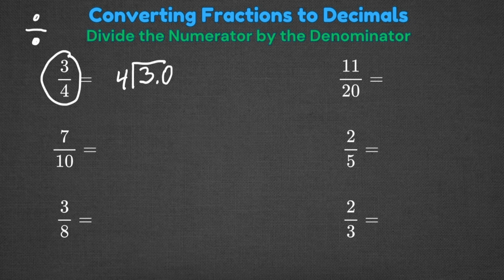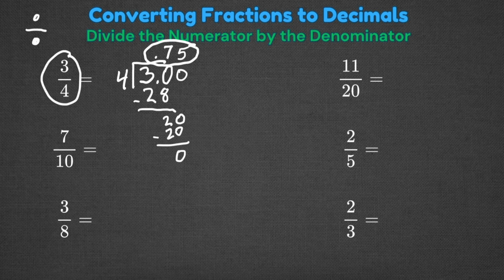I have to add a decimal and a 0, and 4 goes into 30 7 times. I have a 2 left over, and I'm going to bring down another 0, and now 4 goes into 20 5 times. So 3/4 as a decimal is 75 hundredths, or 0.75.